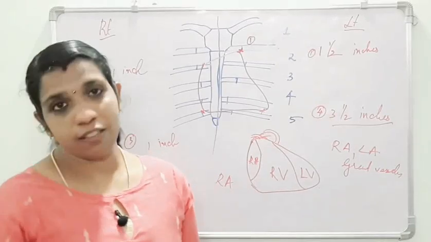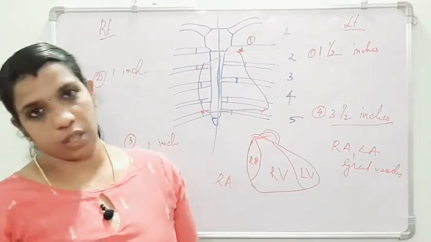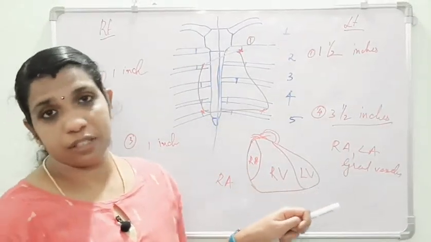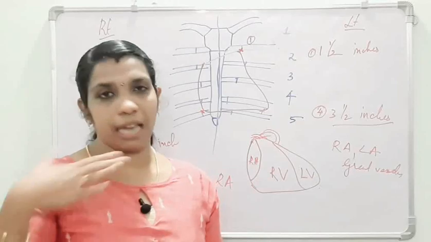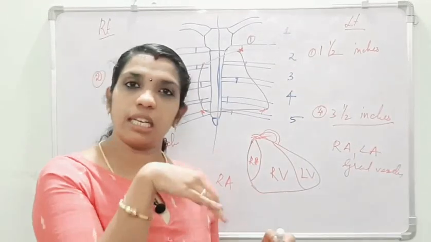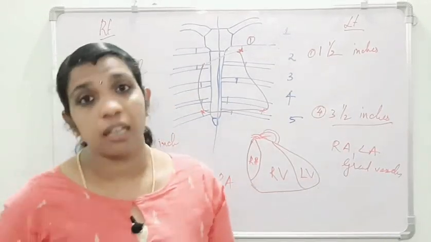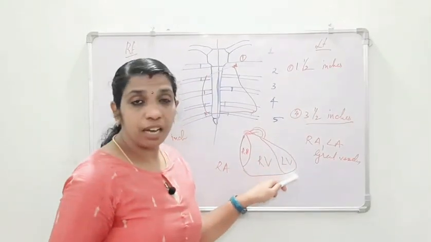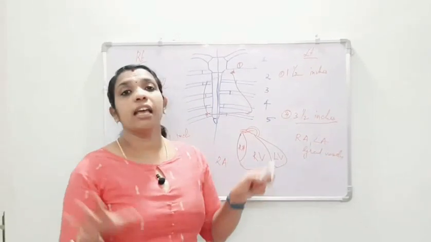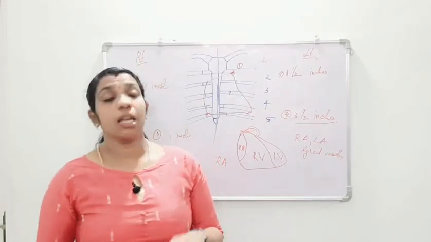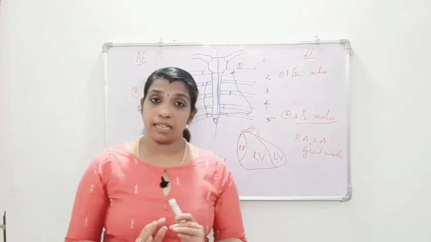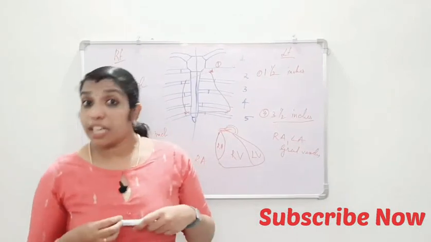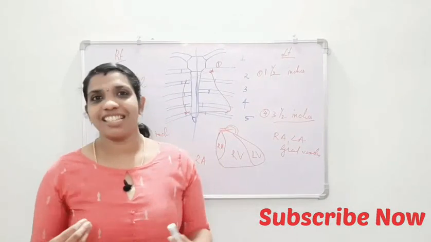And then there are 5 surfaces of the heart. One is the sternocostal surface, that is the anterior surface. Then there is the posterior surface which forms the base of the heart, and it is formed by the left atrium. Then there is the apex of the heart which is formed by the left ventricle. Then there are the pulmonary surfaces. So this is regarding the basic anatomy and surface marking of the heart, which is very important as far as ECG is concerned.